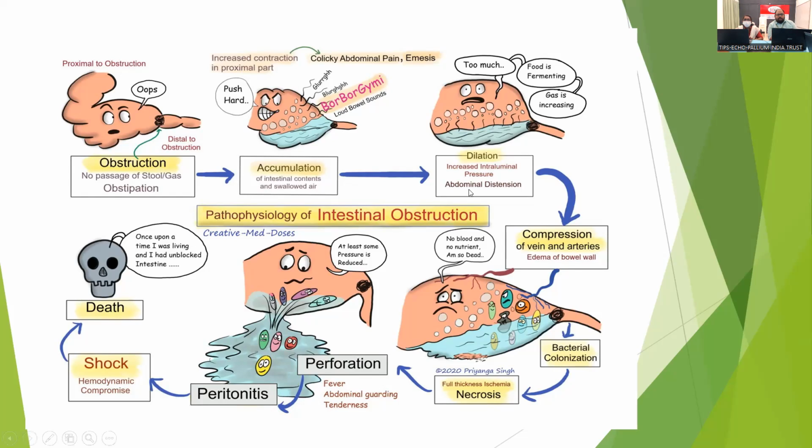So this is the pathophysiology. There's an obstruction happening, there's accumulation and intestinal lumen dilatation, there's edema, necrosis starts happening, then perforation, peritonitis, and shock, and the patient ends up dead. So this is why intestinal obstruction is considered a palliative care emergency.